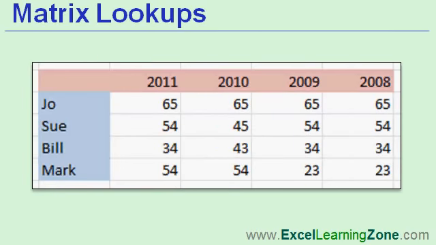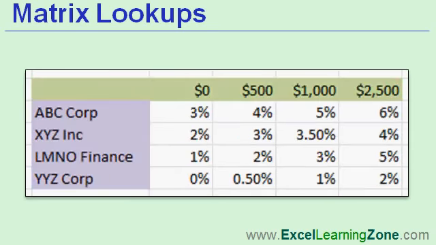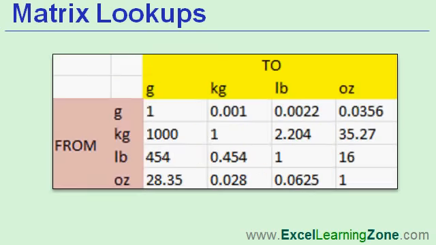You could also use a matrix lookup for looking up a particular employee's sales for a particular year. Tell me what Bill's sales were for 2009. That would bring back a 34. You could also use a matrix lookup to figure out the discount rate for a particular customer based on the sales amount. For example, if ABC Corp spends $1,000, they get a 5% discount. The list goes on. There's all kinds of reasons why you'd want to learn how to use a matrix lookup.